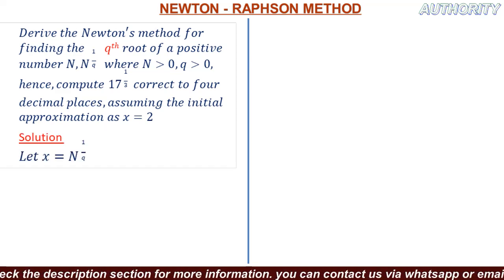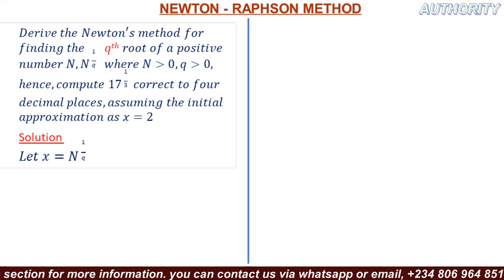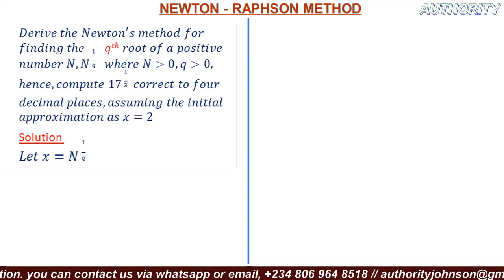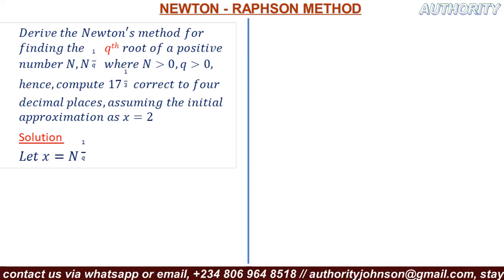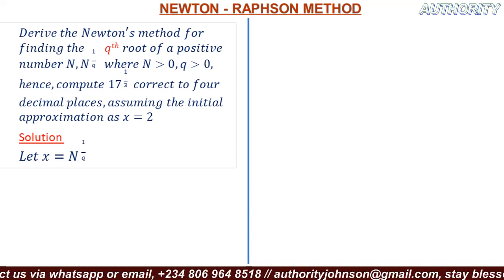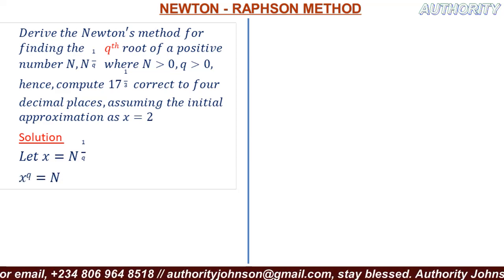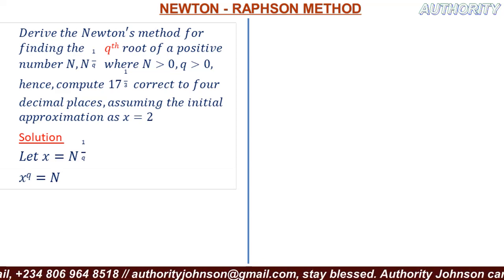Solution. The first thing we do is make this assumption: let x equal n raised to the power 1 over q. From here we try to make n the subject, so we remove this exponent, 1 over q. To remove it, we multiply both sides by the inverse of the exponent, that is, by the power of q. When you do so, we have x raised to the power of q is equal to n.